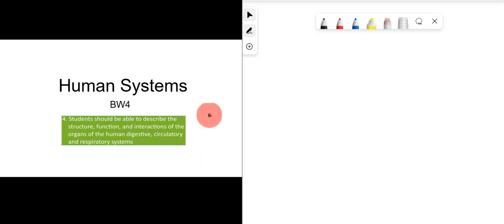So in the next couple of lessons, we're going to look at human systems. This is learning outcome 4. By the end of this section of learning, students should be able to describe the structure, function, and interactions of the organs of the human digestive, circulatory, and respiratory systems. So that's the learning outcome.